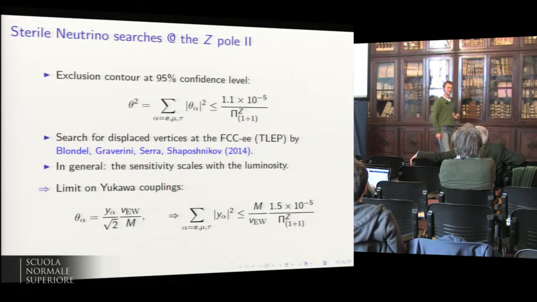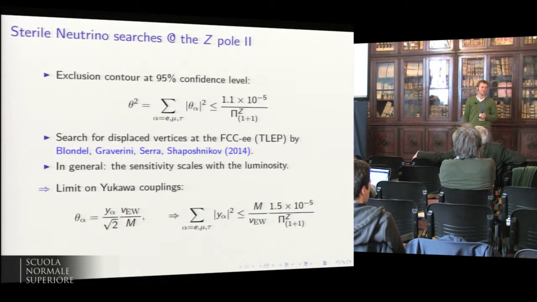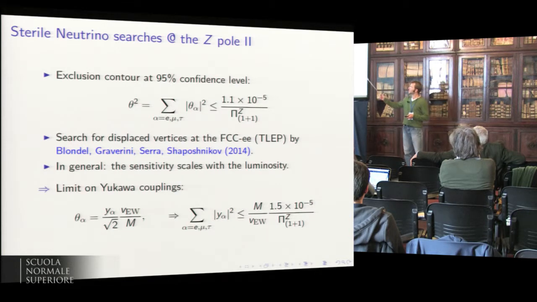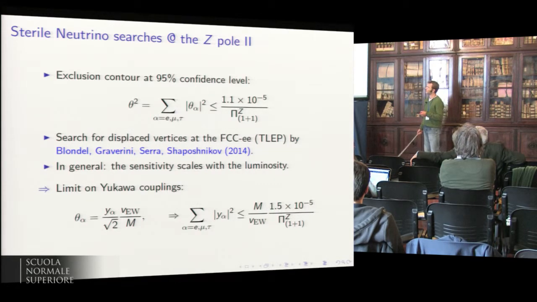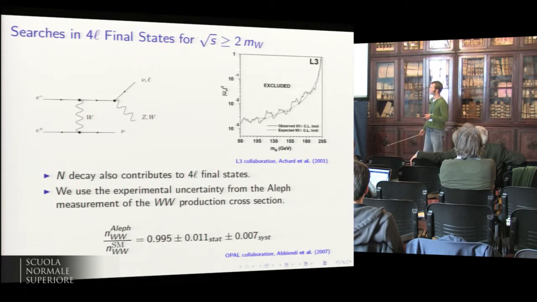And at this point, I mentioned this work that has been done by the FCC-ee group at the end of last year. They look for a displaced vertex. This is a very powerful signature, but it's also in some way more specific. We have not considered this yet, but it is basically the same thing. So we have to consider a lot of different signatures, some with different efficiencies and everything. So there's a long list of things that we have to do. As a general statement, you can say that this Delphi constraint, and they also consider this displaced vertex structure, scales with the luminosity. We have more Zs, we have tighter constraints, or higher sensitivities to the coupling parameters.